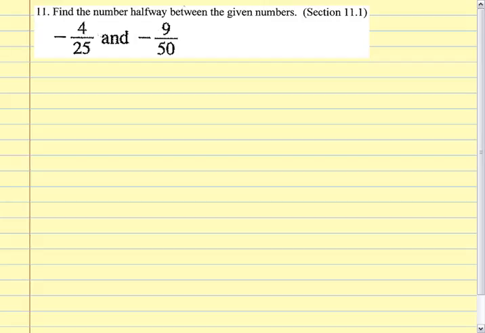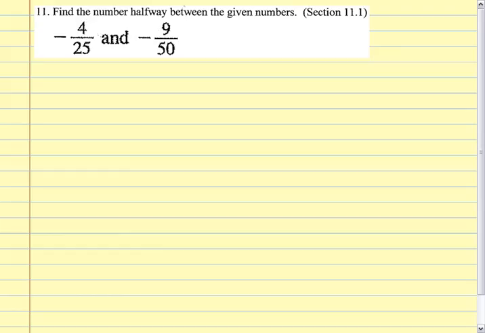Okay, folks, number 11 says find the number halfway between the given numbers. Okay? Now, what I like to do here, an easy way to find halfway is just add them together and multiply by a half. Okay, find the average. But sometimes they don't ask us for halfway. Sometimes they ask us for 3/4 of the way or 1/3 of the way or whatever.